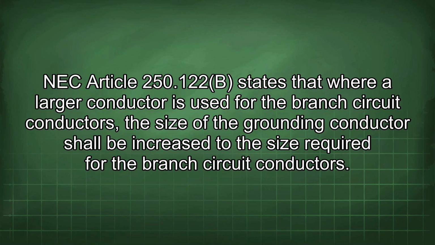NEC Article 250.122(b) states that where a larger conductor is used for the branch circuit conductors, the size of the grounding conductor shall be increased to the size required for the branch circuit conductors.